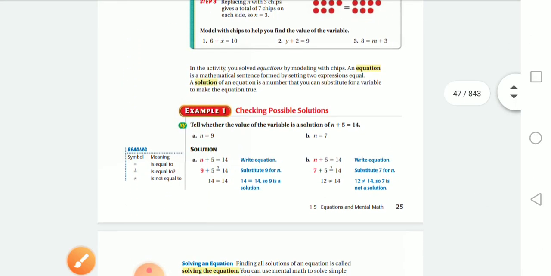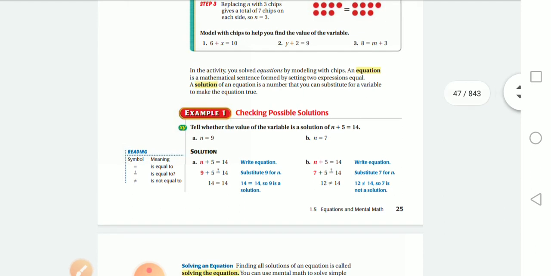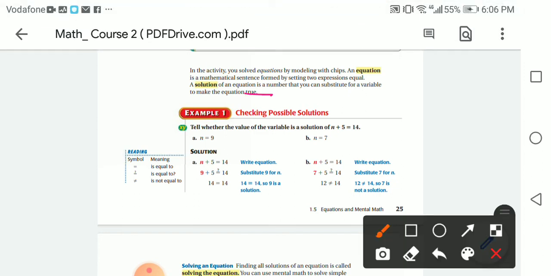In the activity, you solved equations by modeling with chips. An equation is a mathematical sentence formed by setting two expressions equal. A solution of an equation is a number that you can substitute for a variable to make the equation what? True. Okay, it's important to make the equation true.